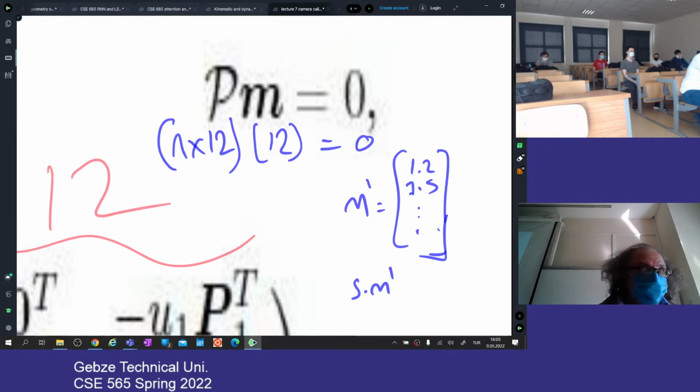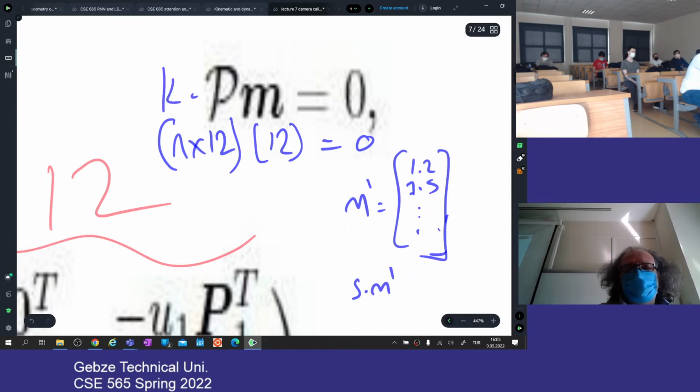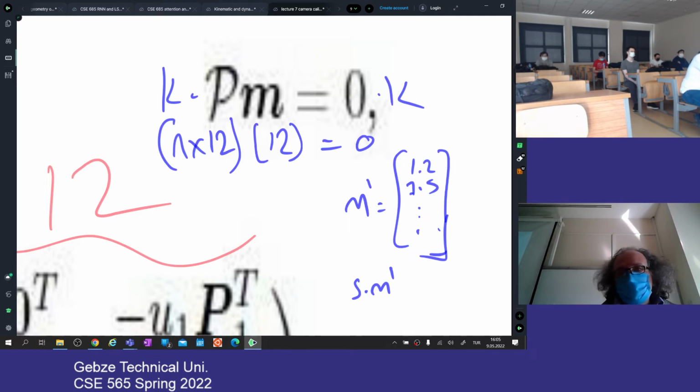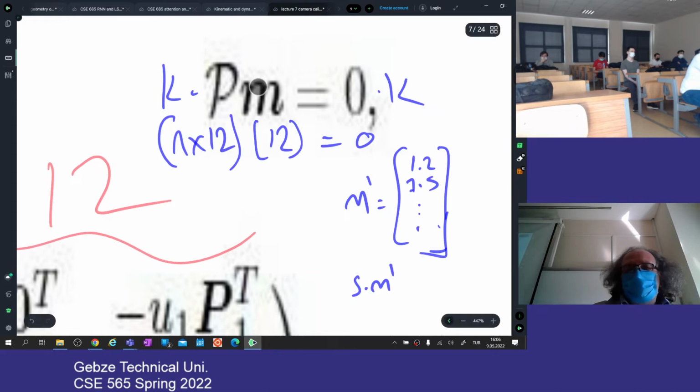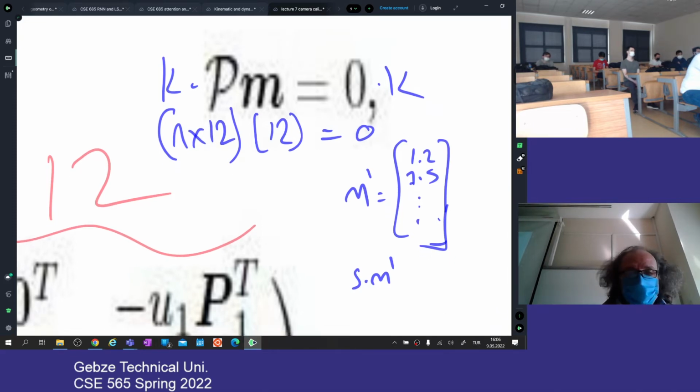P times m equals 0, right? The equation P times m equals 0. Yeah, so we can multiply by any scalar number. If this equation is equal to 0, it doesn't matter if I multiply it with k on both sides. As long as I multiply with the same k, it will be the same thing. So if somebody says that this is my projection matrix, I can find infinitely many projection matrices by multiplying that projection matrix with another k. That's what I am saying.